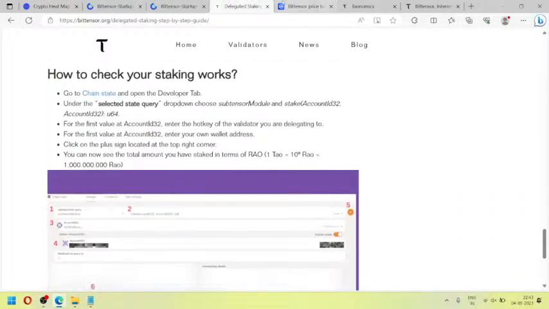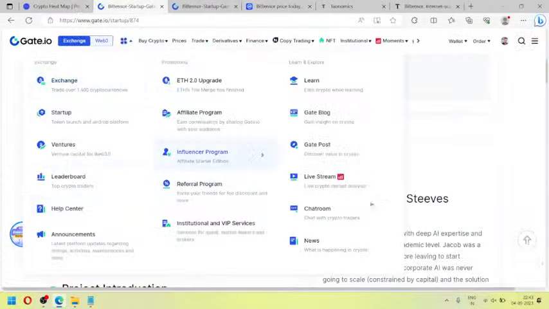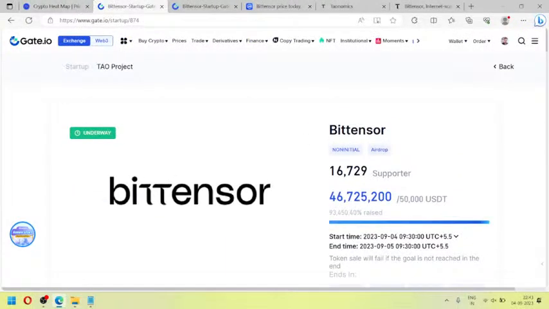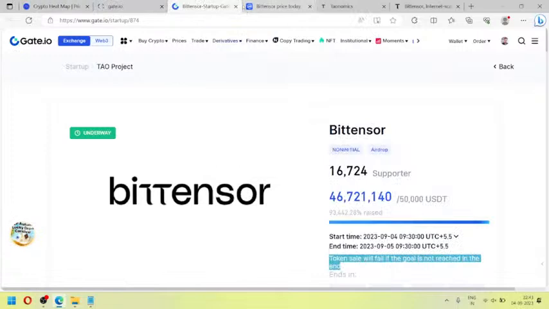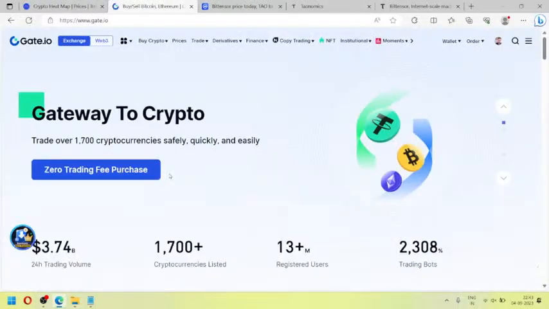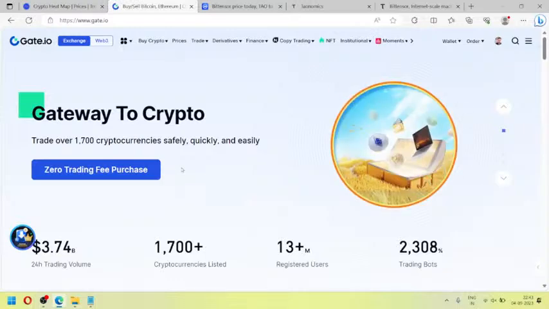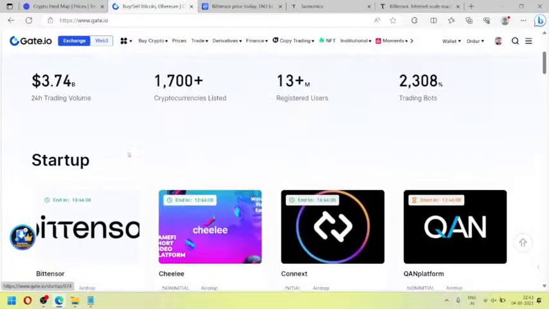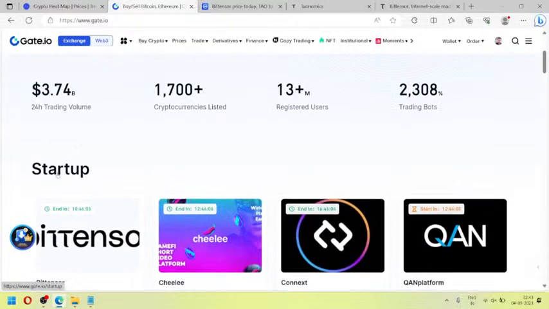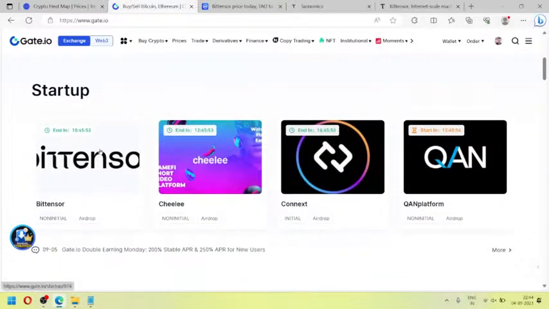This is the gate.io account. Just open or log in to your gate.io. If you don't have a gate.io account, just create one and log in. Create and log in and you will get the startup section here. And this is the startup in gate.io.